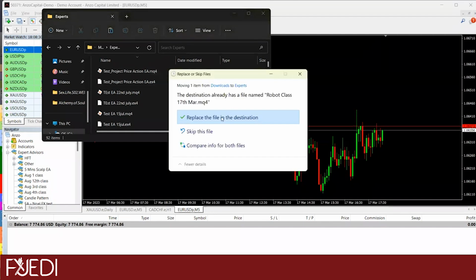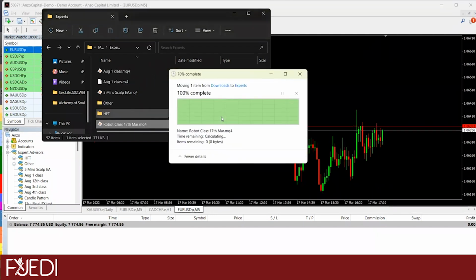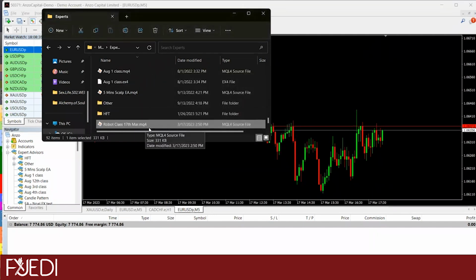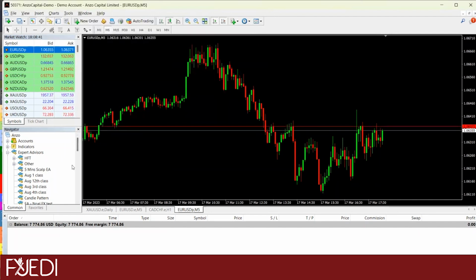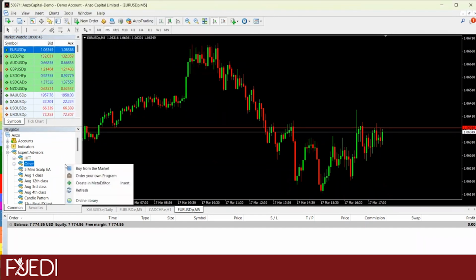It tells me that I already have it, so let's replace it. I've pasted it. You can see it is now in our data folder. So Forex Robot class 17th of March. Now, what you do is you come back to your MT4, you right click on this area and refresh so that it can show up. So you right click and you refresh and it shows up.